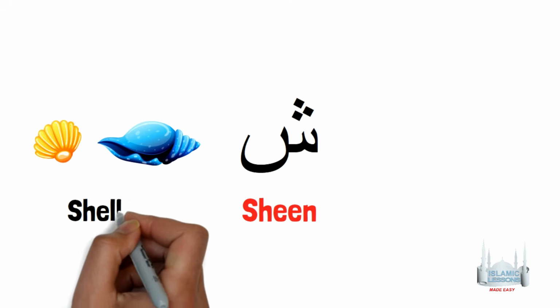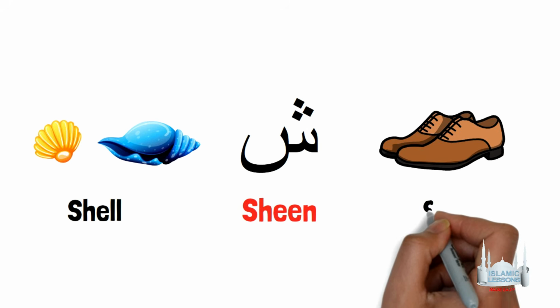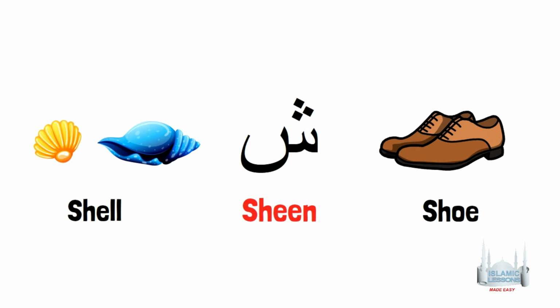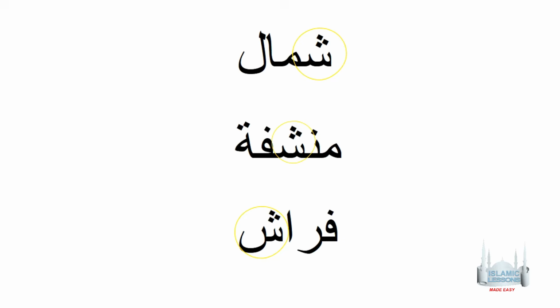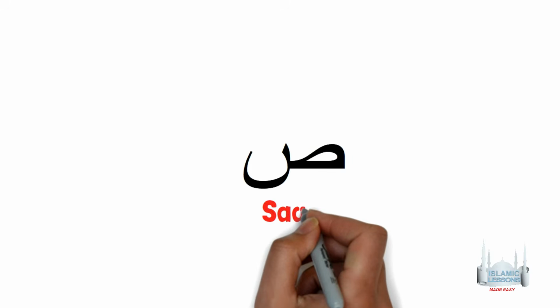Sheen makes a similar sound to the SH in the word shell or the word shoe. This is what the sheen looks like at the beginning, like this in the middle, and like this at the end of a word.